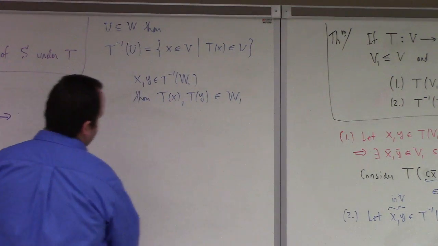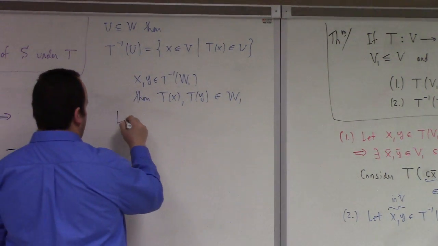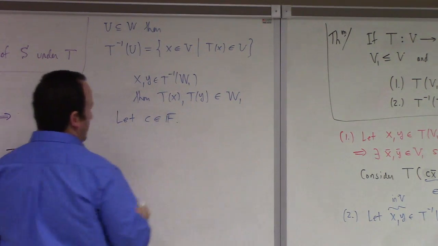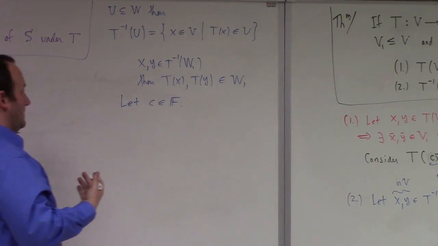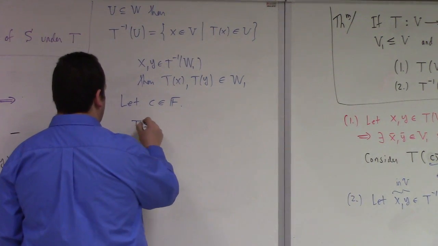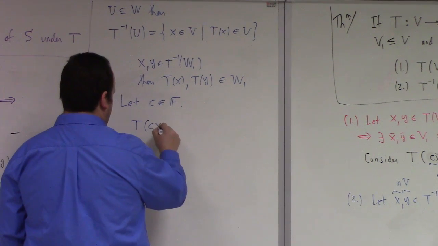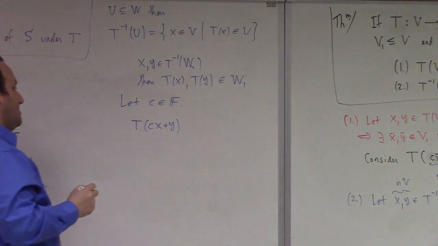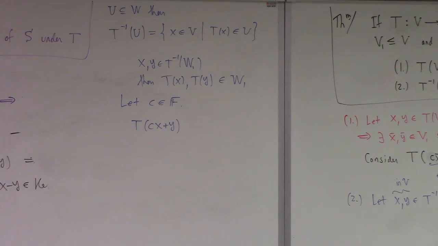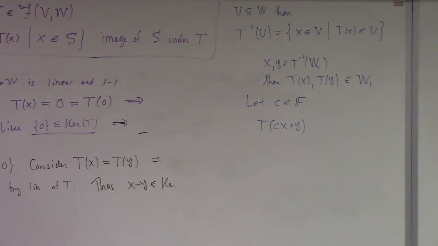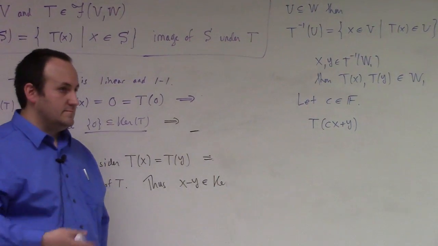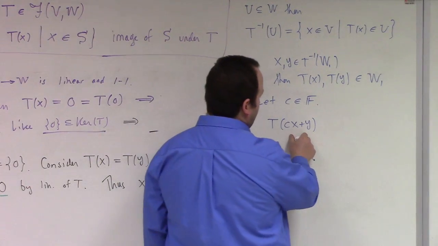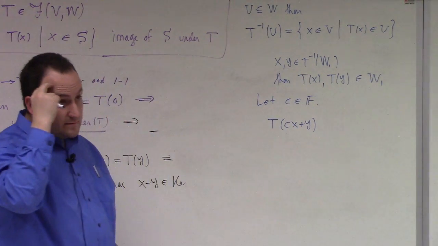So then what? Let c be a constant in the field, right? What are we trying to show? We'd like to show that T of cx plus y is in W1. If I can show that that's in W1, what would that prove? It would prove that cx plus y is in the inverse image of W1.